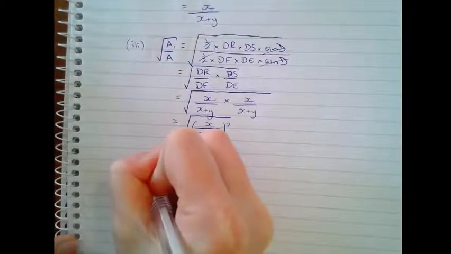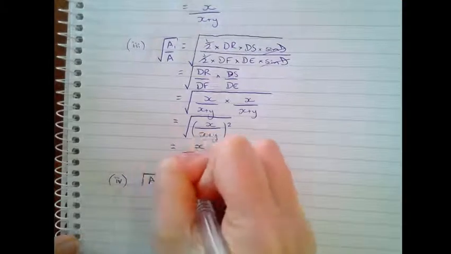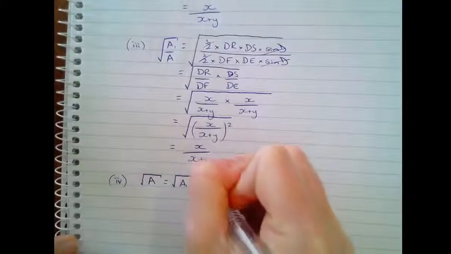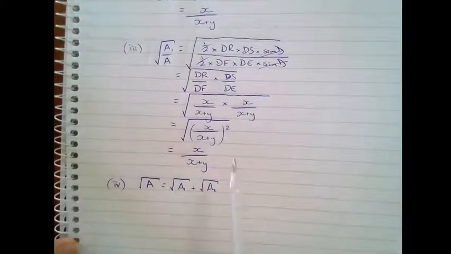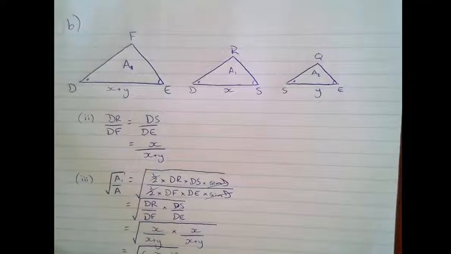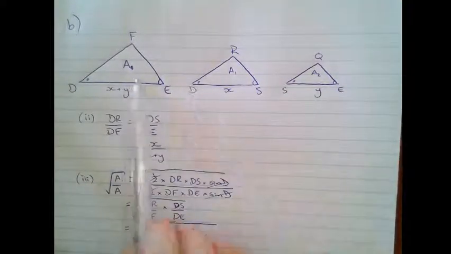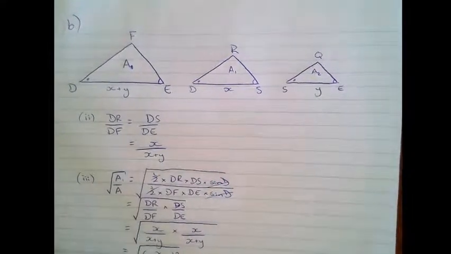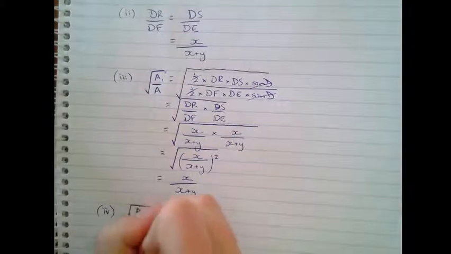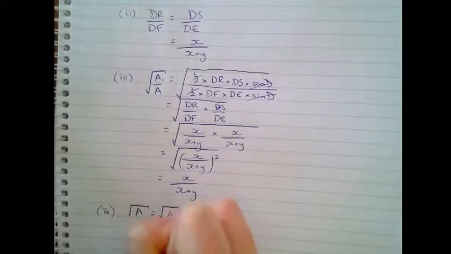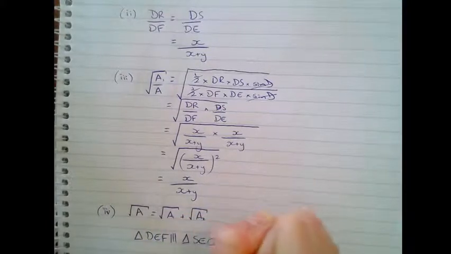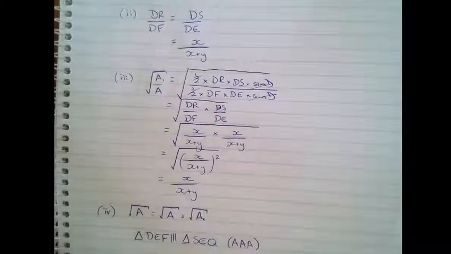Part four asks us to do something similar to parts 2 and 3 and end up proving that the square root of A is equal to the square root of A1 plus the square root of A2. So what we're going to do first is prove, like we did up here where we proved that these two were similar, that this one's similar to this one, and that's just because they're equiangular. I'm not going to write that whole thing out, but triangle DEF is similar to triangle SEQ by the AAA test.